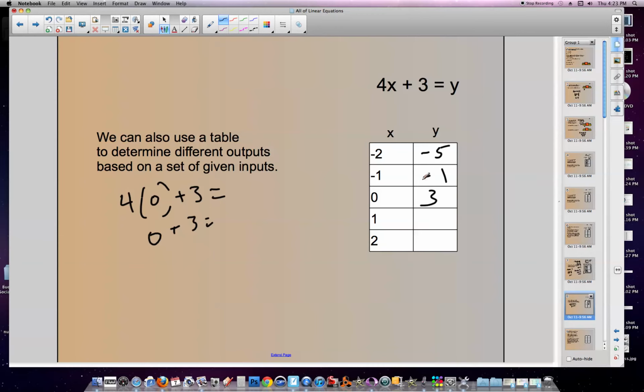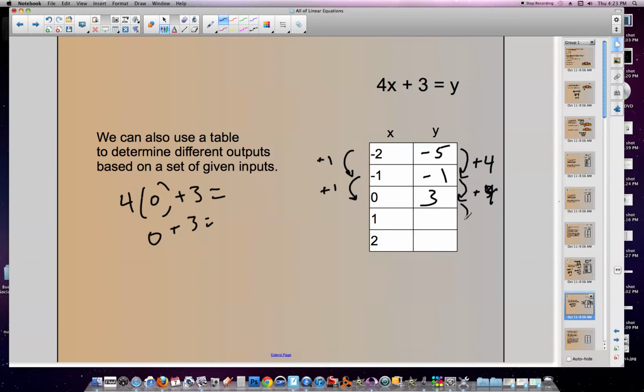And once again, I'm noticing a pattern, right? Every time that this goes up by 1, this is increasing by 1 each time. Every time my input goes up by 1, what's happening to my output? It's going up by 4, right? Negative 5 plus 4 is negative 1. Negative 1 plus 4 is 3.